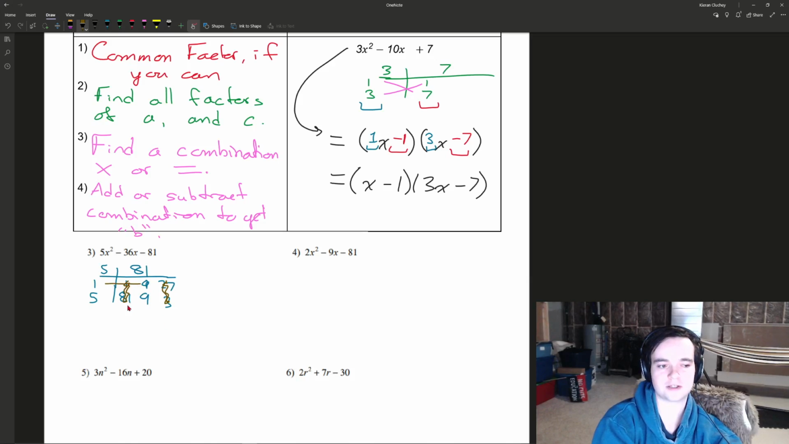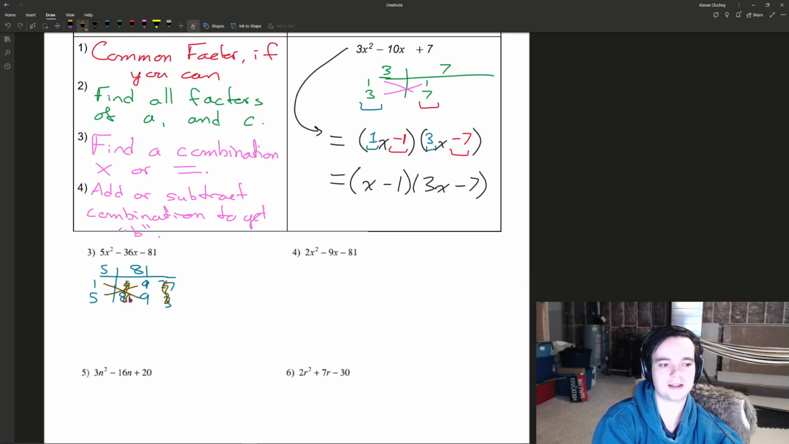So either we've got a straight across line here, or we've got a criss-cross. Well, actually, it's the same, the straight across or the criss-cross. So let's go with criss-cross again. It doesn't really matter because they're both 9s. So I'm going to have 1 times 9 and 5 times 9.